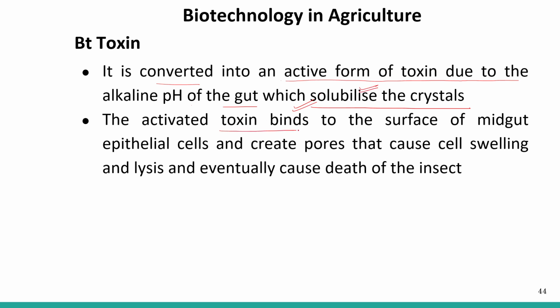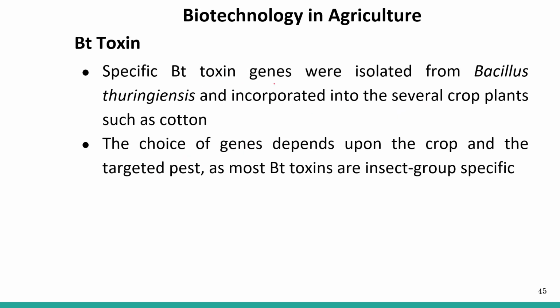The activated toxin binds to the surface of the midgut epithelial cell and creates pores that cause cell swelling and lysis. Lysis means there occurs a channel or opening inside the gut of the insect, and eventually causes death of the insects. Specific Bt toxin genes were isolated from Bacillus thuringiensis and incorporated into several crop plants such as cotton.